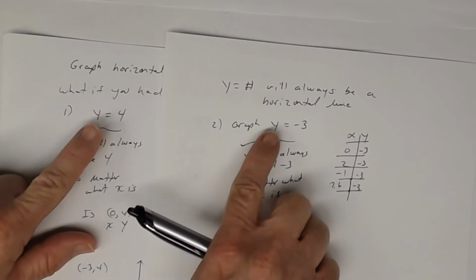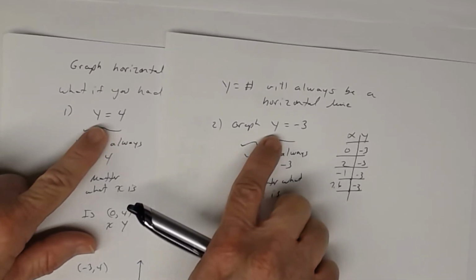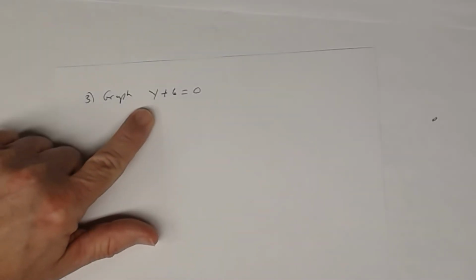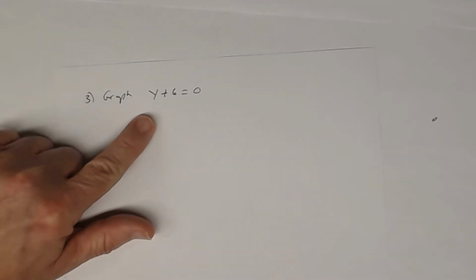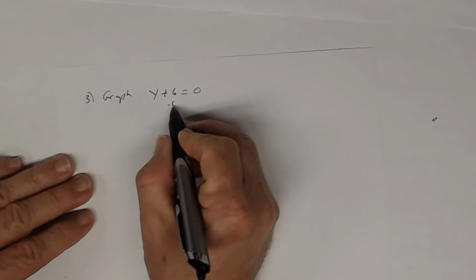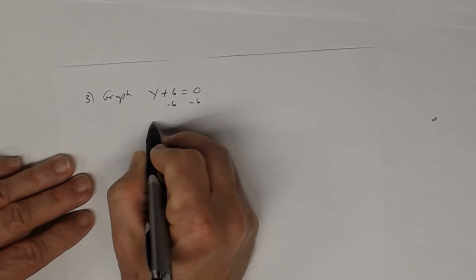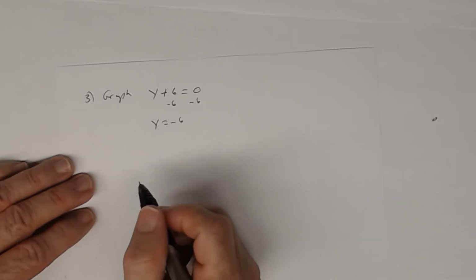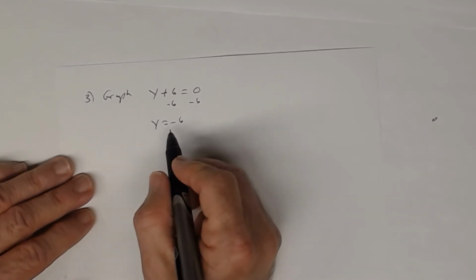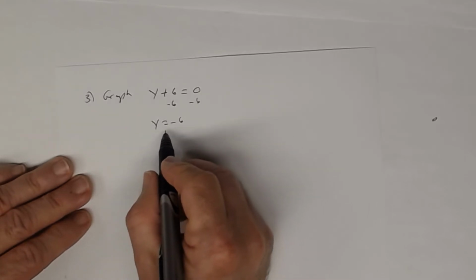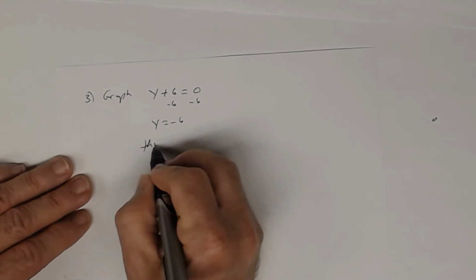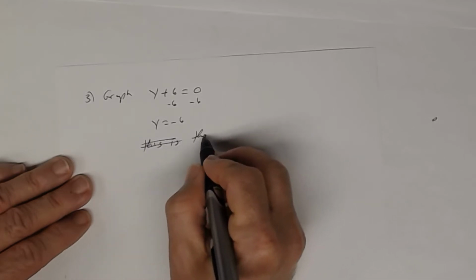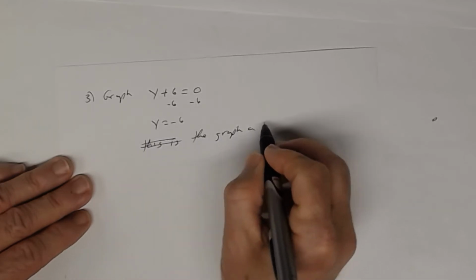In numbers 1 and 2, the y variable was already by itself. Here, it is not. But you know what to do, right? So you're going to get y by itself, so you subtract 6 from both sides. And so you get y equal negative 6. And so now it looks like the other two we just did. So you have y equal a number, so what kind of line is this? This is, or I should say the graph is, a horizontal line.